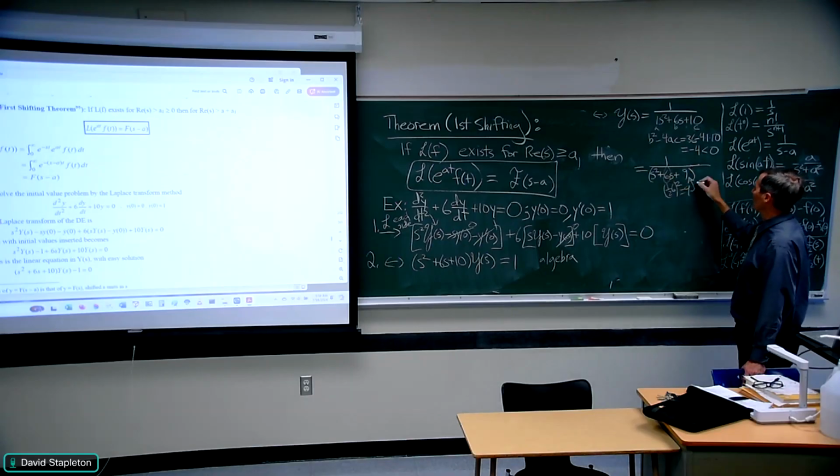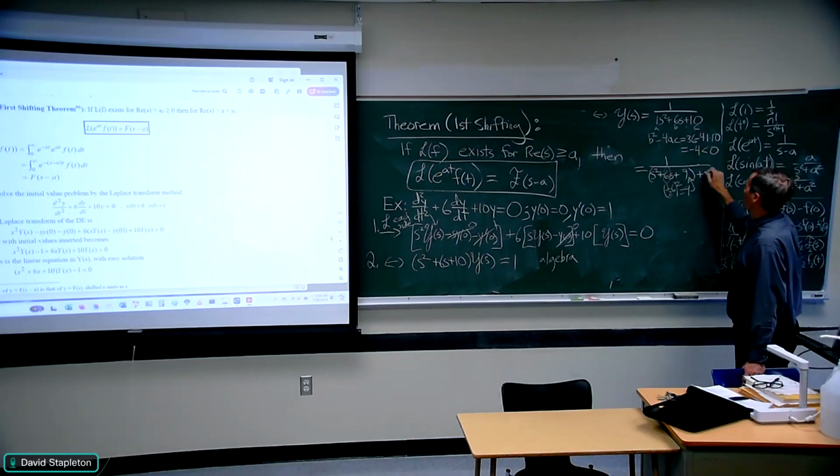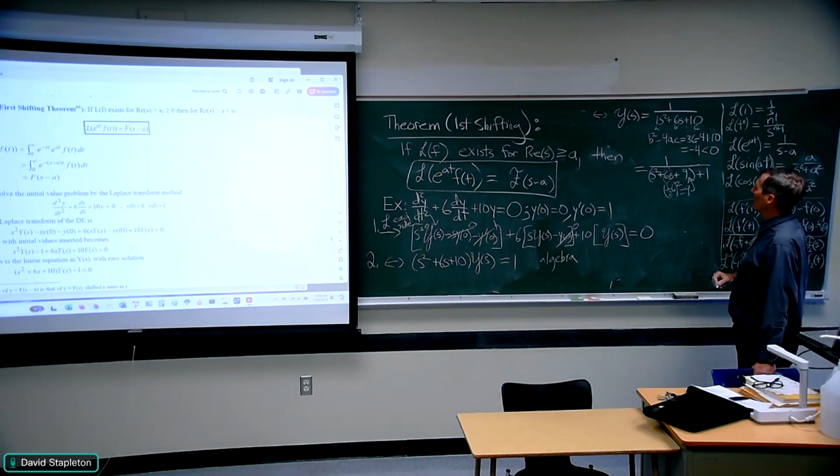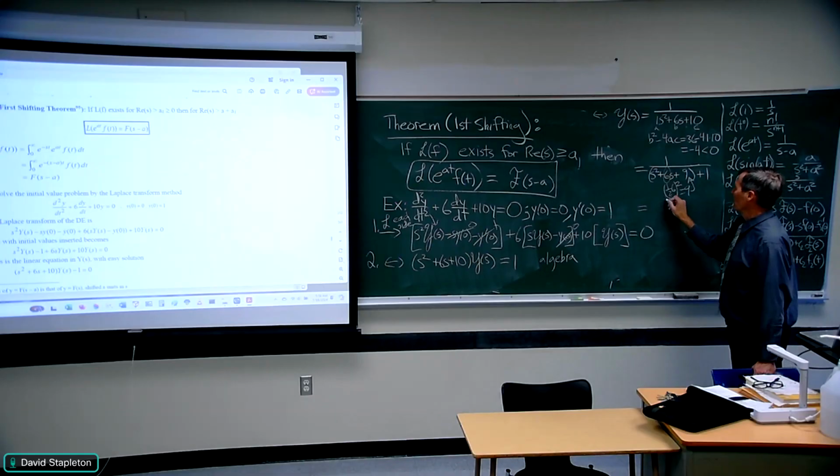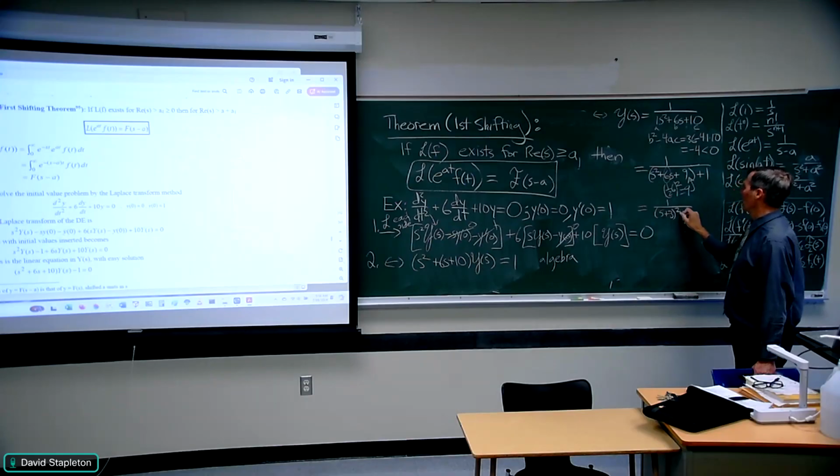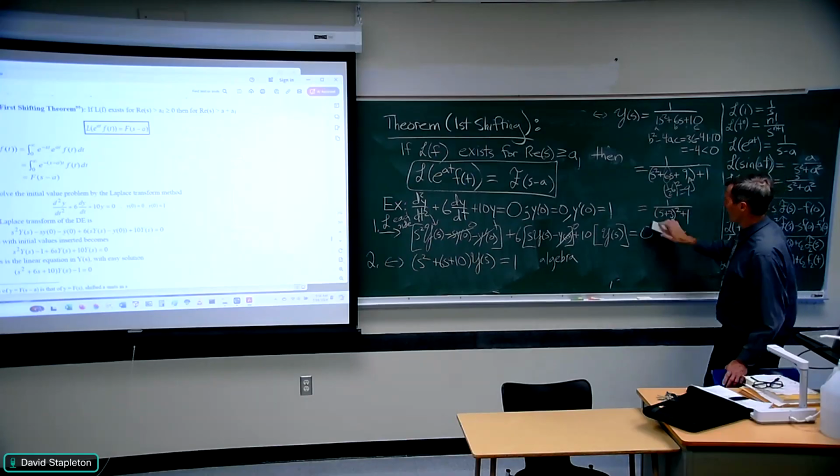It's s plus this number, squared. And then s squared plus 6s plus 9, plus 1 makes 10. So now there's the same denominator. y of s is equal to this. And I'll write it more suggestively. This is 1 over s plus 3 squared plus 1.